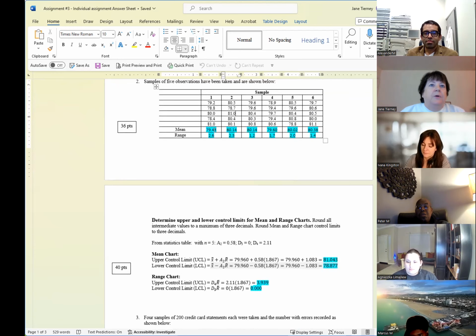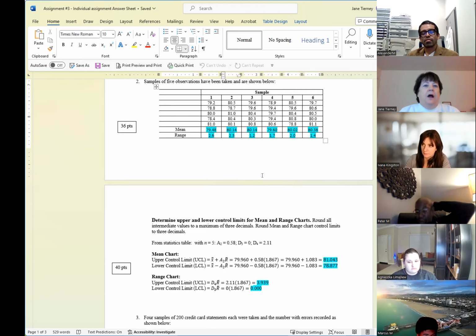So what we calculated up here was the X bar and the R bar, but now we have to have the X double bar, right? So we need to take the average of the 79.48 plus 80.14 plus 80.14 plus 79.6 plus 80 plus that. So then our X double bar is going to end up being 79.6. So we've taken averages this way horizontally. Now we're going to take an average of this row only, the means. So these are the X bars. Now we're going to calculate the X double bar, which is the average of the averages. So the X double bar is going to be 79.96.